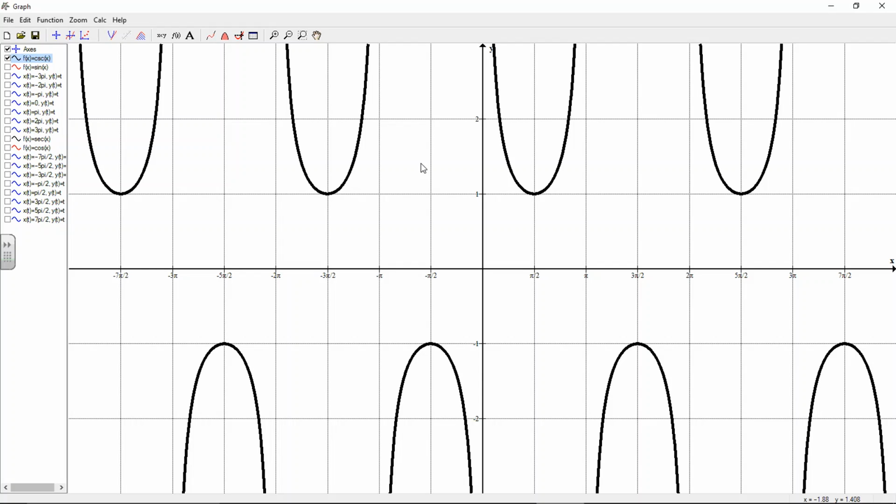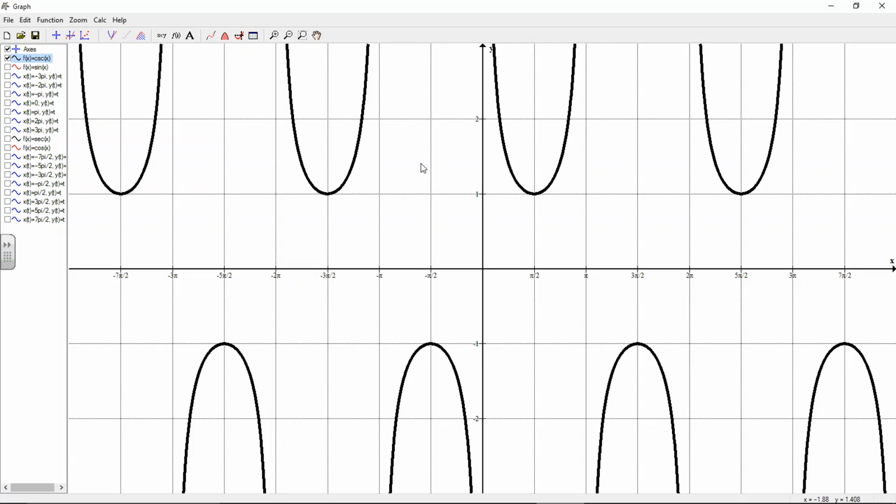So what you see on the screen right here is a graph of cosecant. And it looks kind of strange. Looks like these little kind of parabola type things. Not really parabolas, but we'll talk about that in 1 second. So why does it look like that? We know cosecant is the reciprocal of sine, so 1 over sine.